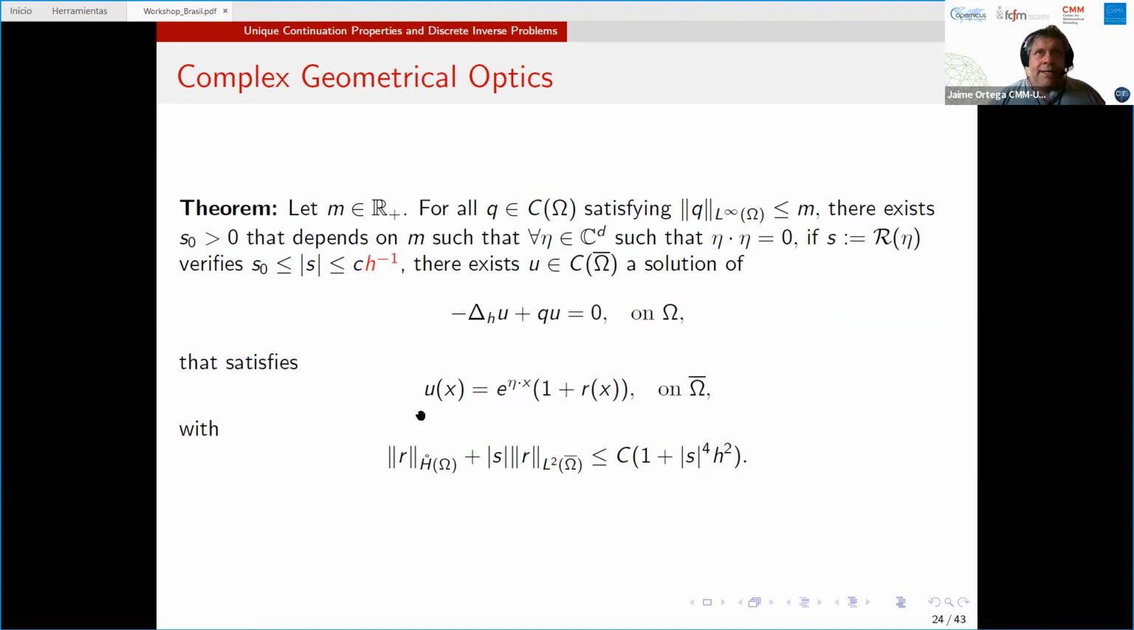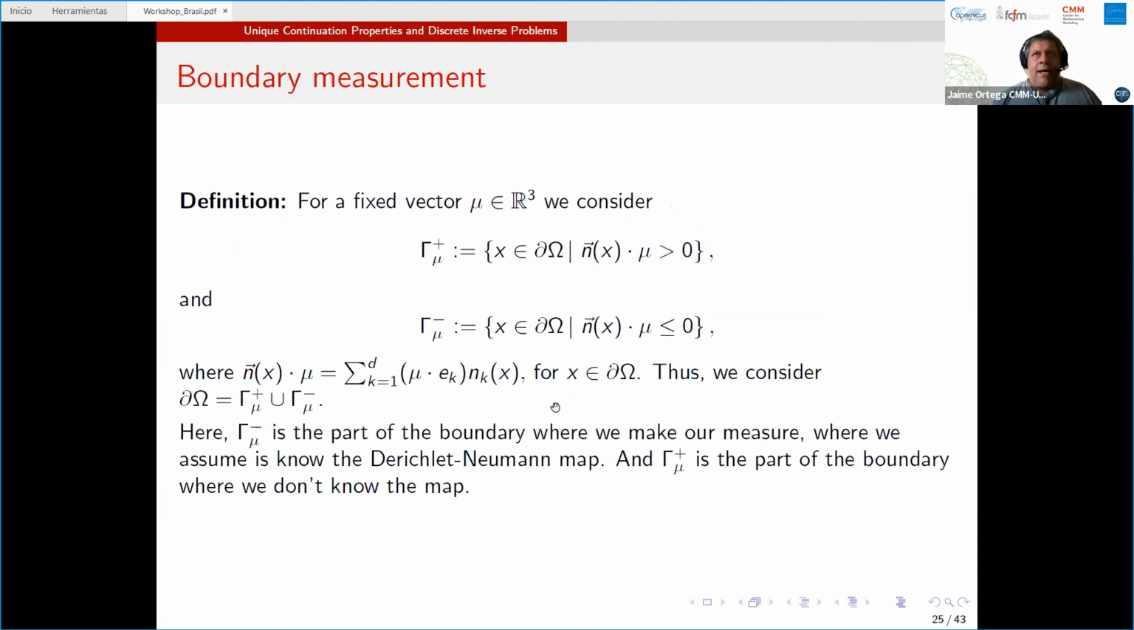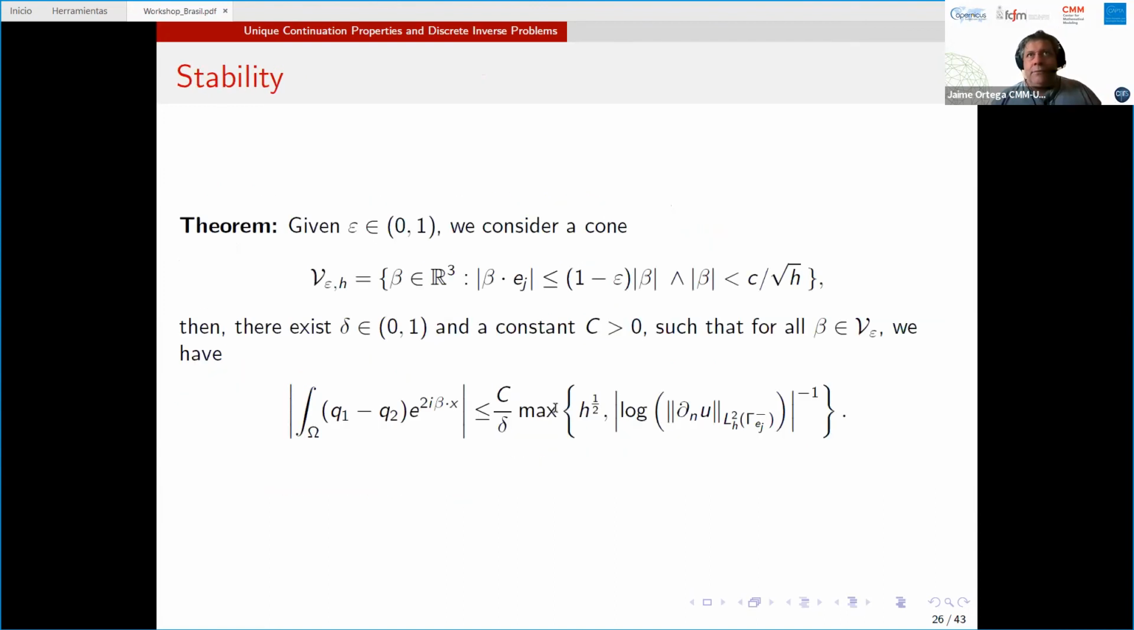This way of writing the solution is called CGO, complex geometric optics. I'm going to try to pass over a few details, and the main result is the following. The result says something like this: if I take two functions q, then the solutions have this estimate. What does this estimate say? It says that if the measurements are close, these two terms must almost be close.